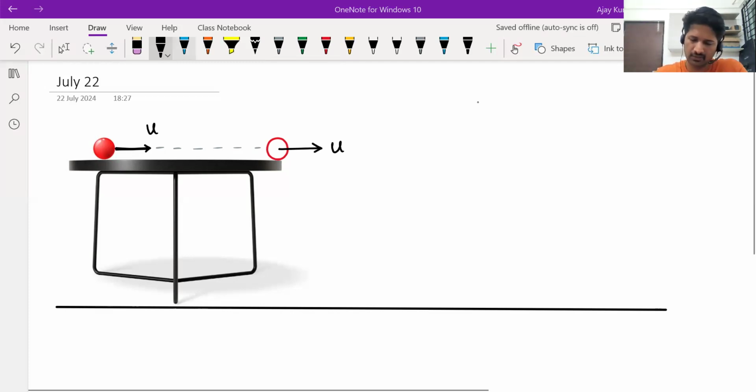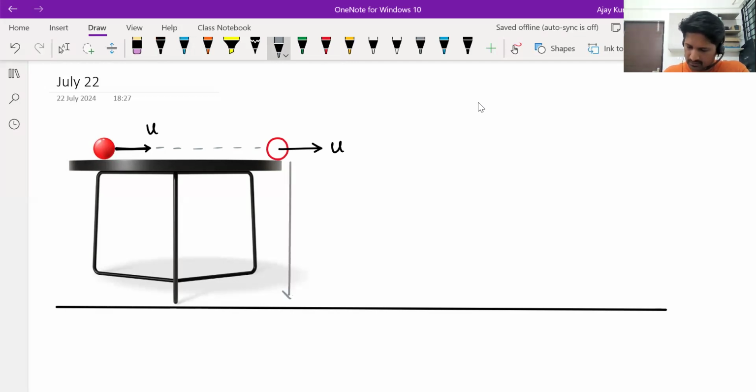Will it fall down vertically down like this? Or do you think it will follow a curved path like this? Curved path. Okay, okay. Your voice is not clear today. Anyway, it will follow a curved path.